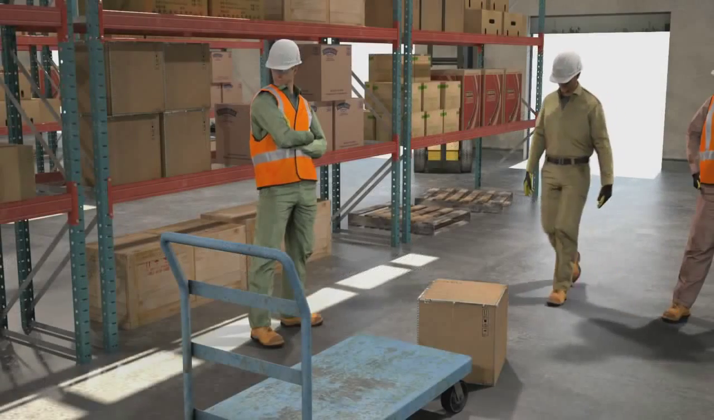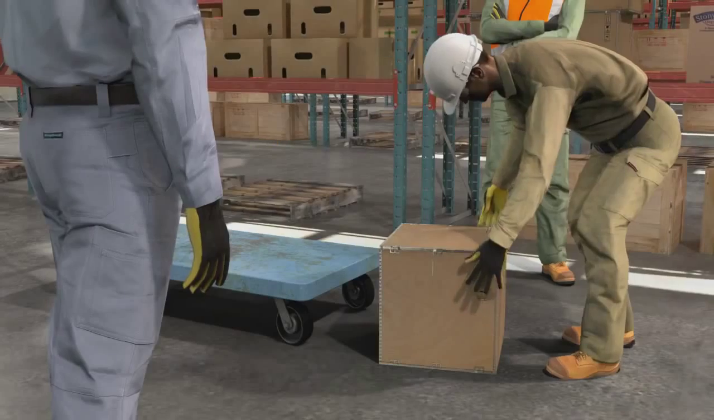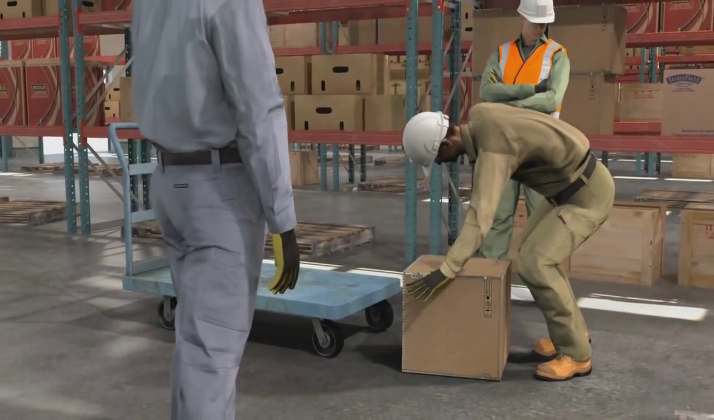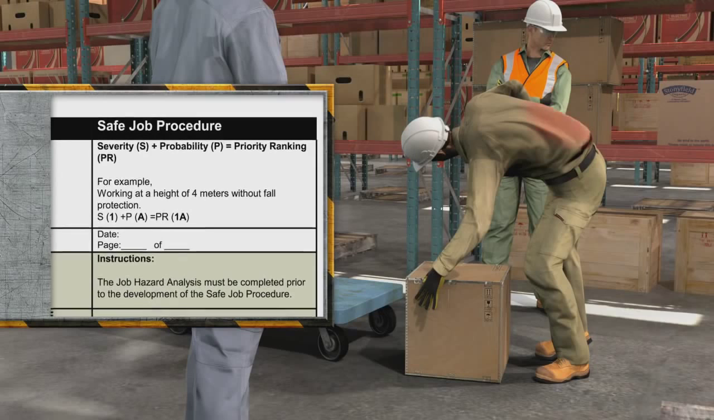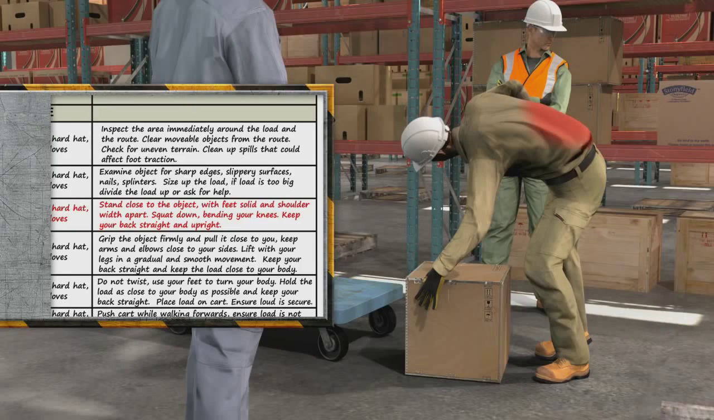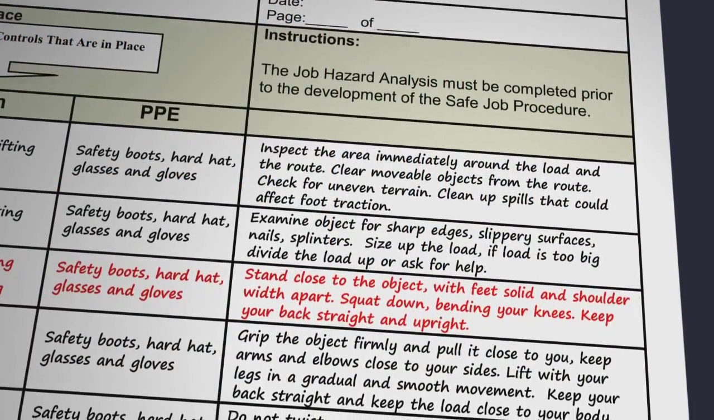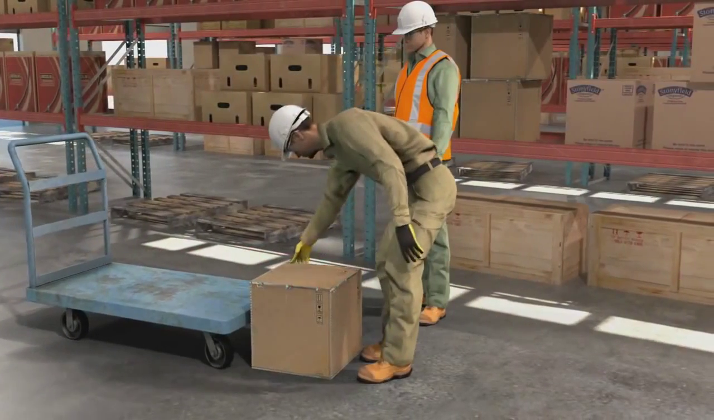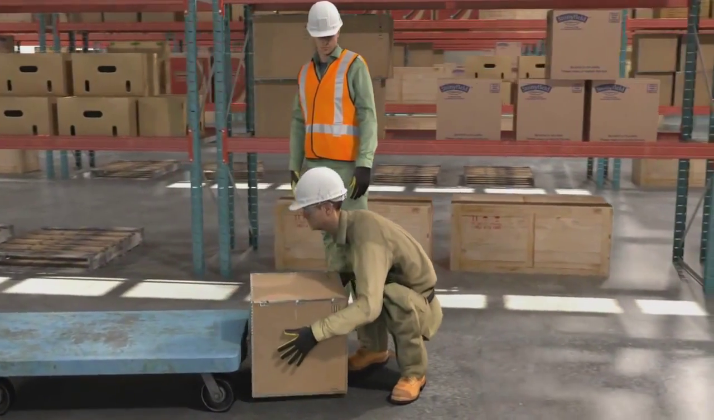A JHA is not only useful to communicate the hazards of a job, but also forms the basis for safe work practices and safe job procedures. It also provides step-by-step training for new employees being taught how to do the job. Or, if an injury or illness occurs, a JHA can provide a starting point for any investigation and remind employees of safe operating procedures.